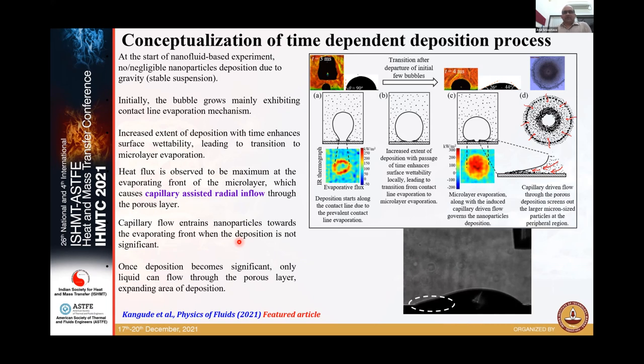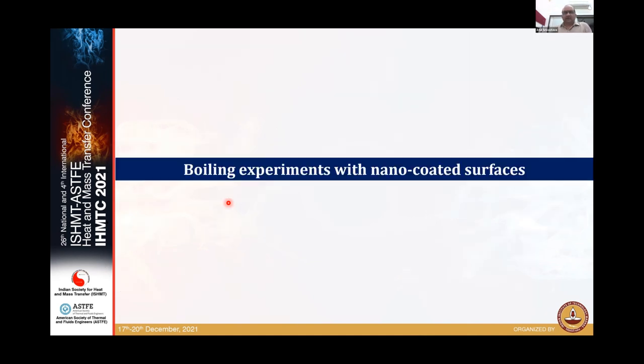So that actually established that the nanoparticle deposition has led to the formation of a porous layer, which assists in this capillary driven flow and leads to the formation of the micro layer, resulting in relatively high fluxes. So this was with respect to the random deposition of nanoparticles.